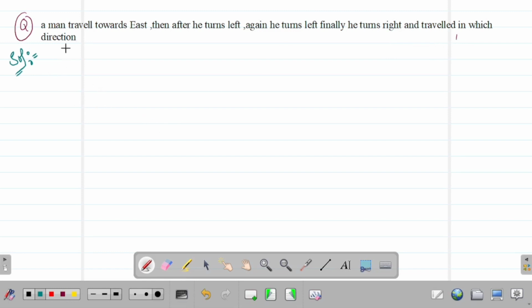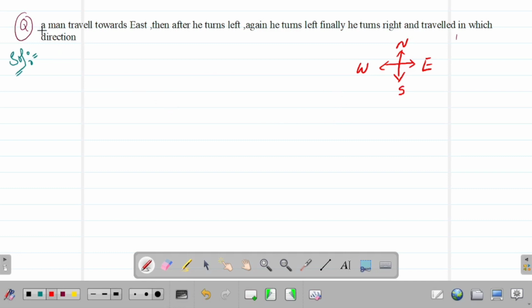So see now, first of all, before starting any problem, we need to draw this simple diagram. This simple diagram is very important. So east, west, north, south. So this is clear, right?